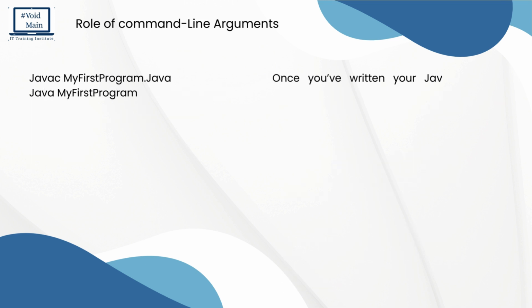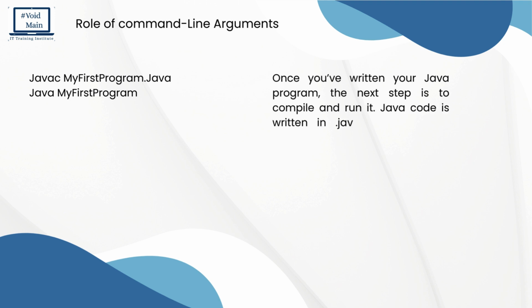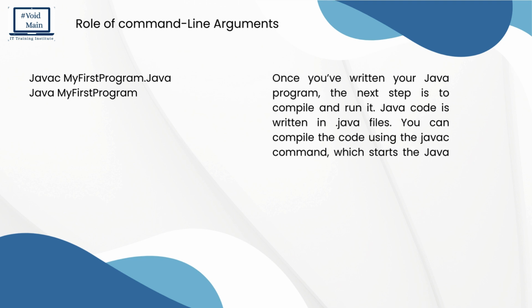Once you have written your Java program, the next step is to compile and run it. Java code is written in .java files. You can compile the code using the java command, which starts the Java Virtual Machine, JVM, to execute your program.